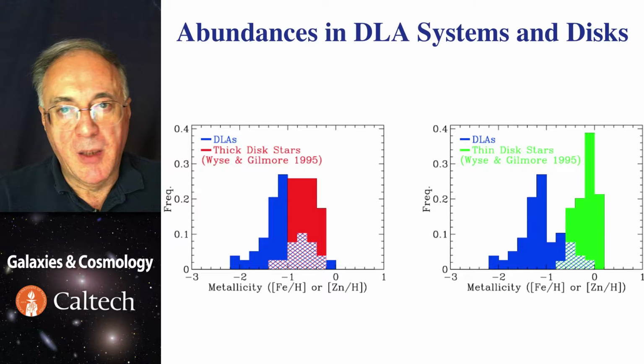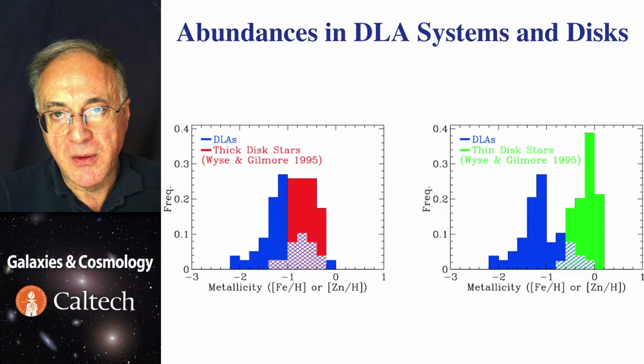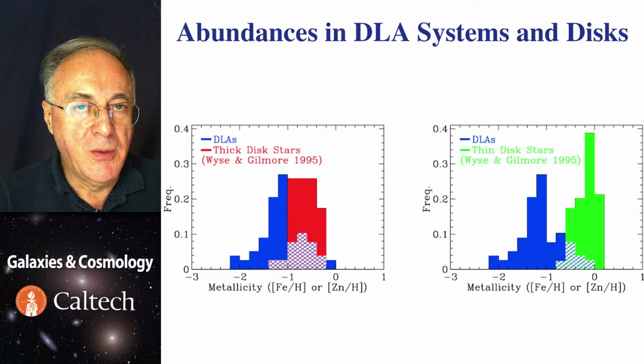So I mentioned that damped Lyman alpha absorbers are likely to be progenitors of present-day disks. And one way to look at this is to look at their chemical abundances.